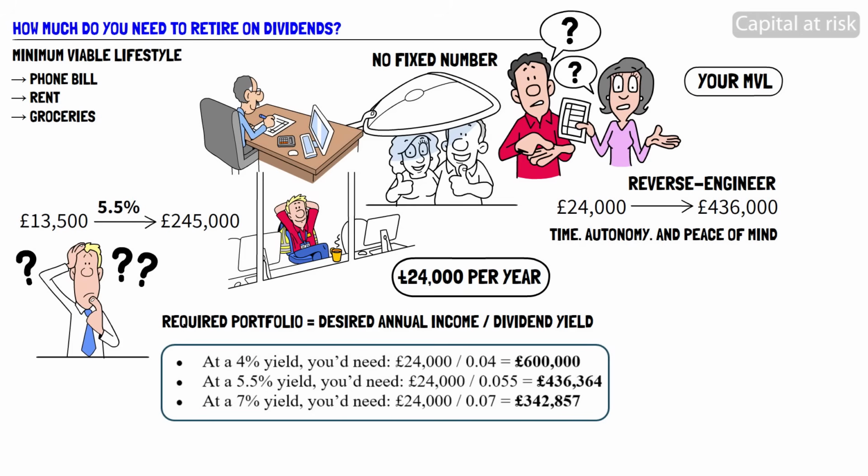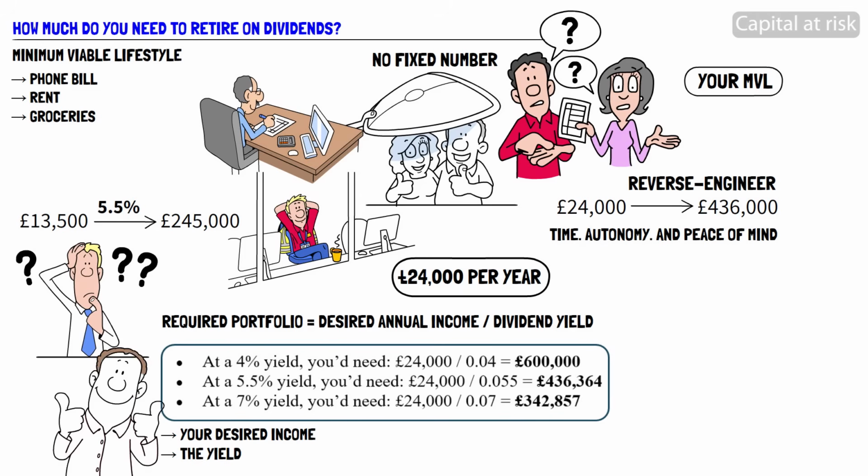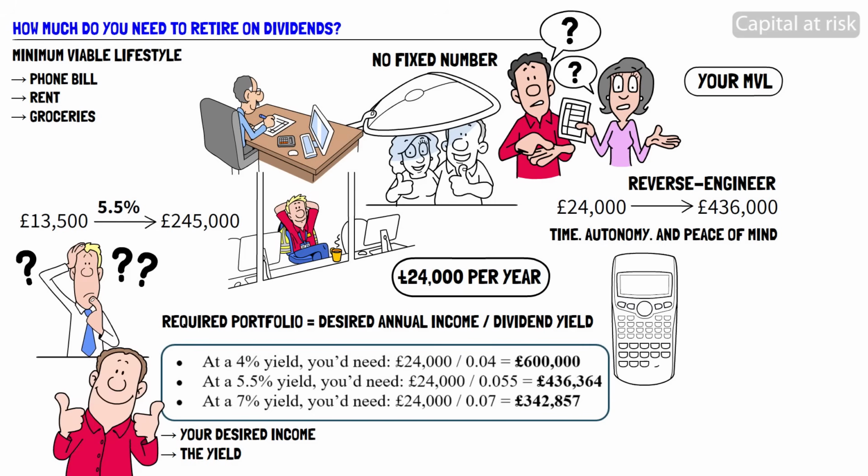And at a 7% yield, you'd need £342,857. So how much you need depends on two variables, your desired income and the yield you're able to achieve reliably. The lower your target income and the higher your sustainable yield, the less capital you'll need. But be cautious about going too far in either direction. It's better to base your target on a modest lifestyle you've calculated and a yield that balances reward with sustainability.